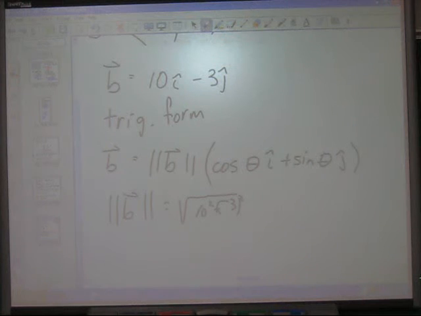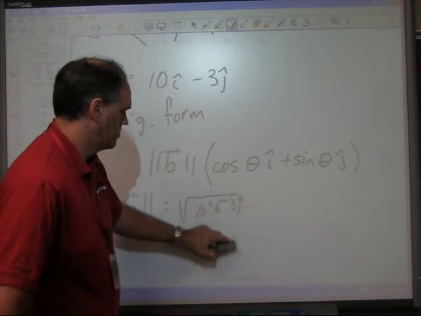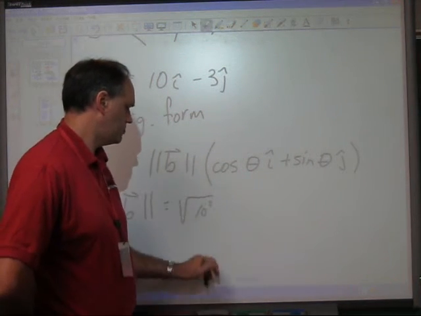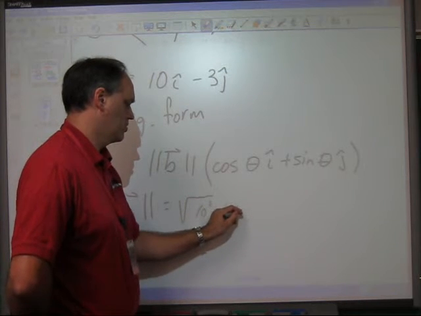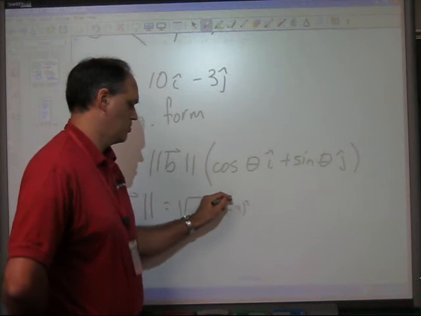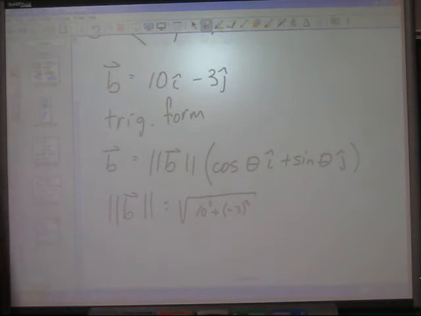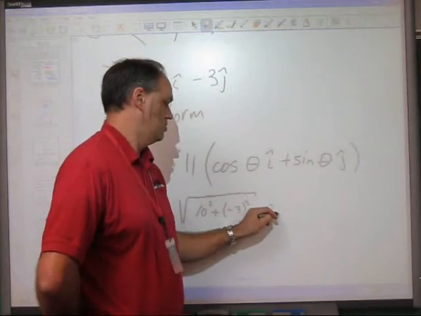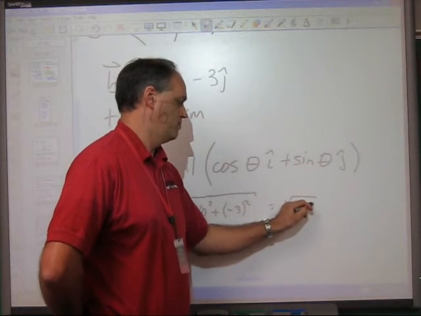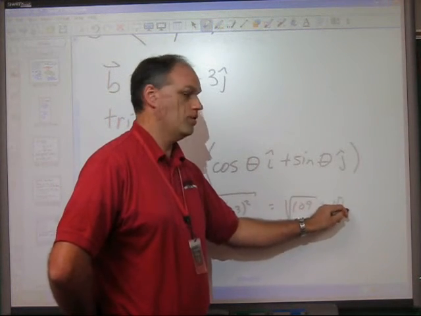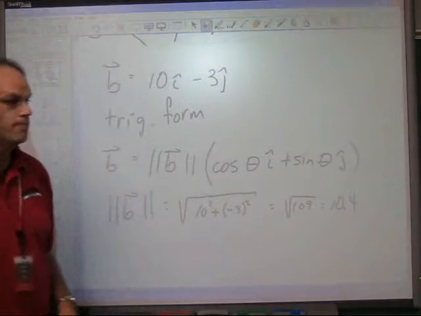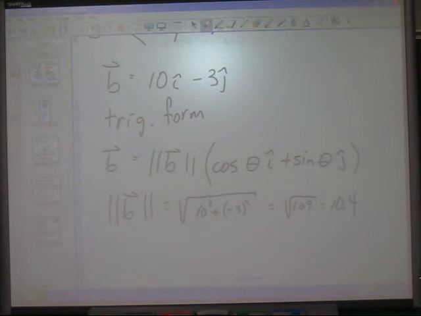So 10 squared plus negative 3 squared. 100 plus 9, square root of 109? 10.4. You said 10.4? Okay. There's the magnitude part. What's the second piece I need to know? The angle. How did I find that angle?